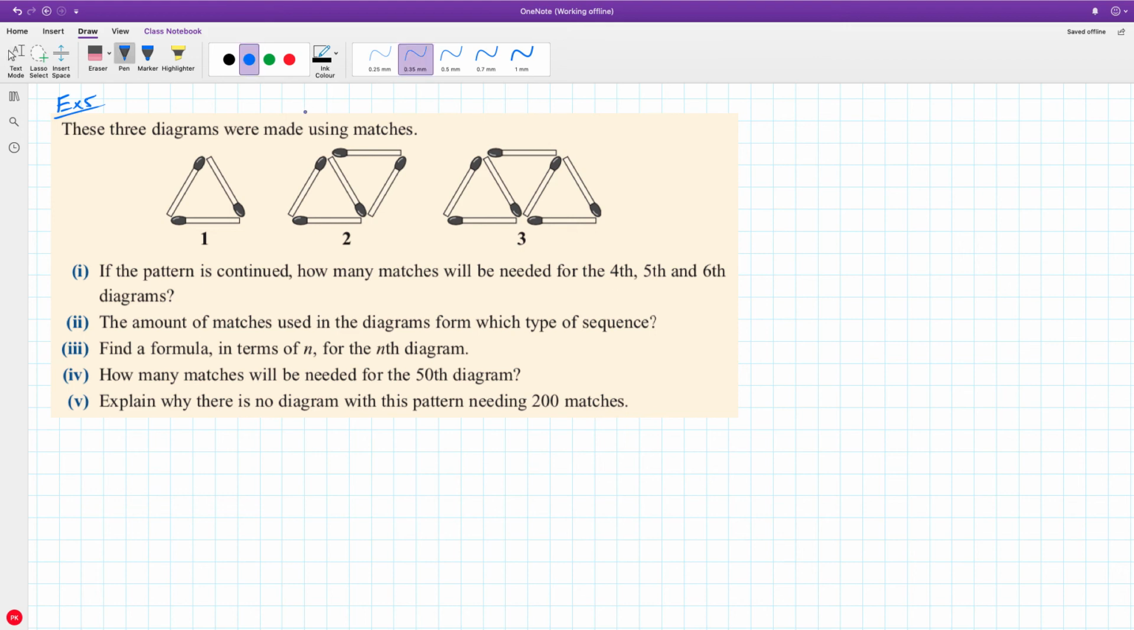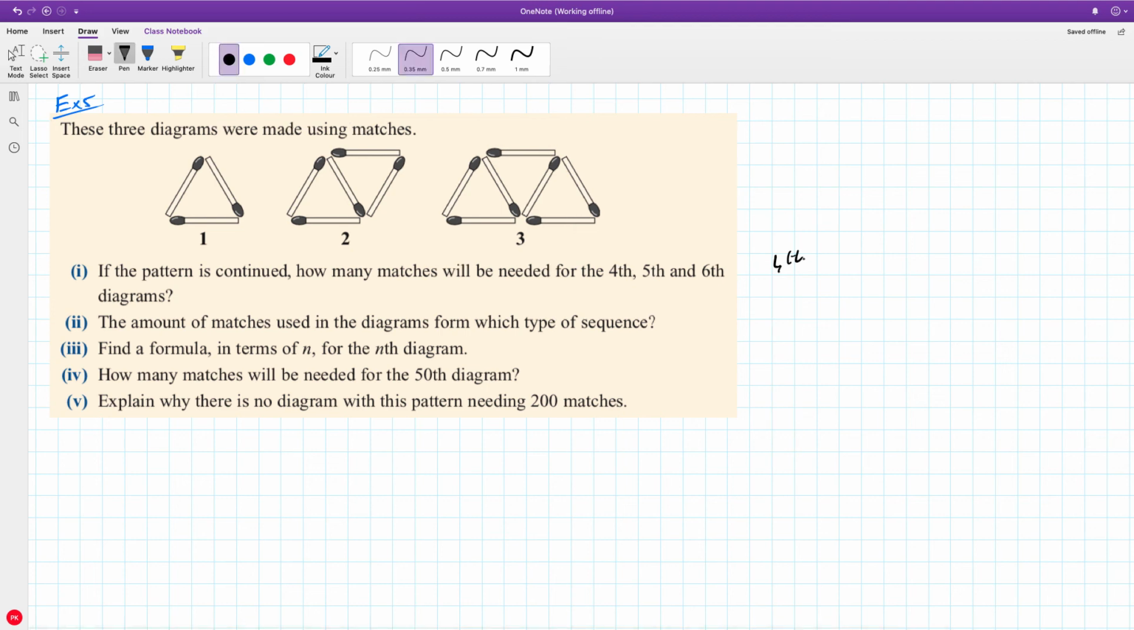So, if the pattern is continued, how many matches will be needed for the 4th, 5th, and 6th diagram? So how many matches are going to be needed for the 4th? 9. And the 5th? 11. And the 6th? 13. The amount of matches used in the diagrams forms what type of sequence? Linear sequence. There are 2 sequences we must know for Junior Cert: linear and the one we're going to look at in a minute.